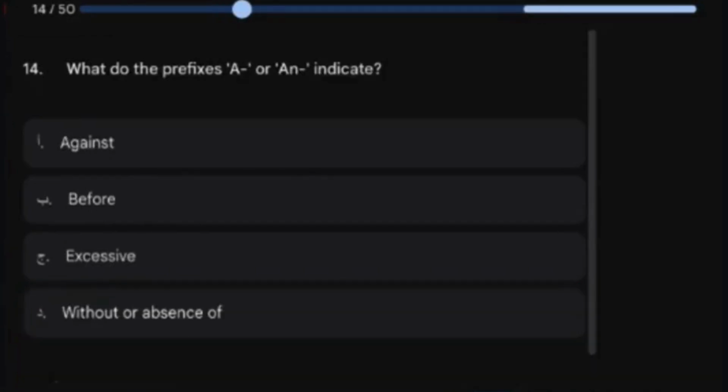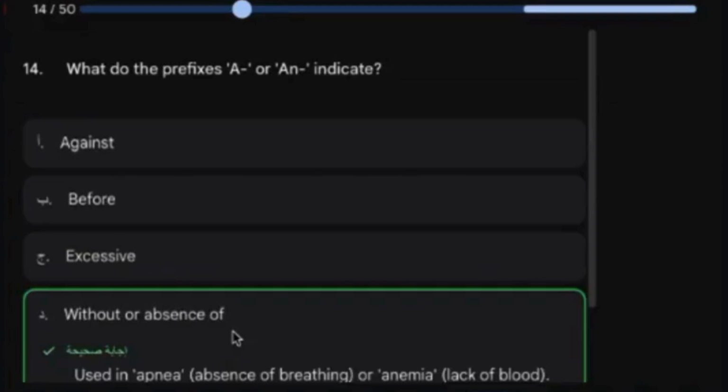Okay. What do the prefixes a or an indicate? Does it mean against something, or before, or excessive, or without or absence of? For example, if we say apnea, does it mean against breathing, or before breathing, or excessive breathing, or without or absence of breathing? Yes, it means without or absence of something.